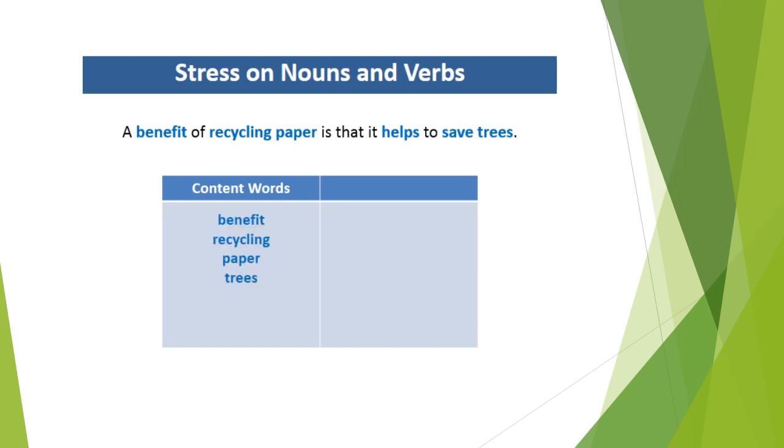Content words include nouns, such as benefit, recycling, paper, and trees. Verbs are also content words. Examples are helps and save. In contrast, function words are usually unstressed. Function words are usually smaller words, such as articles, prepositions, and pronouns. They connect content words, creating phrases, clauses, and sentences. Function words also include linking verbs, such as is or are.